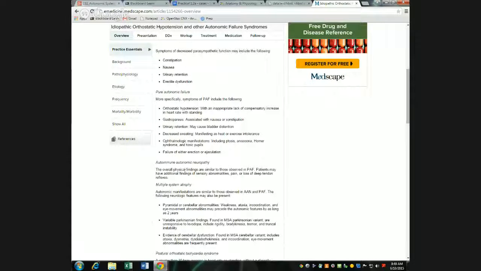And then for the other two, they basically say you'd see the same stuff here plus other problems. So for the autoimmune version, there's sensory abnormalities, pain, and loss of certain types of reflexes. How do we know that's not in our case? What does our case tell us that rules this out?